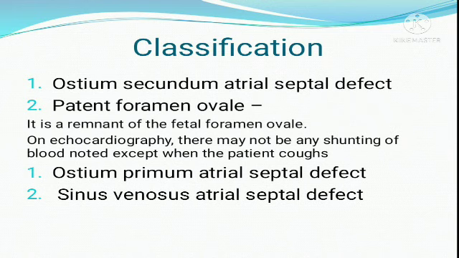Now, what is patent foramen ovale? I told you, normally the foramen ovale functionally will close soon after the birth. But the anatomical closure may take up to a few weeks to one month. Even though anatomically there is an opening, it does not allow the shunting of blood from the left side to the right side. What happens if it remains patent and allows shunting?